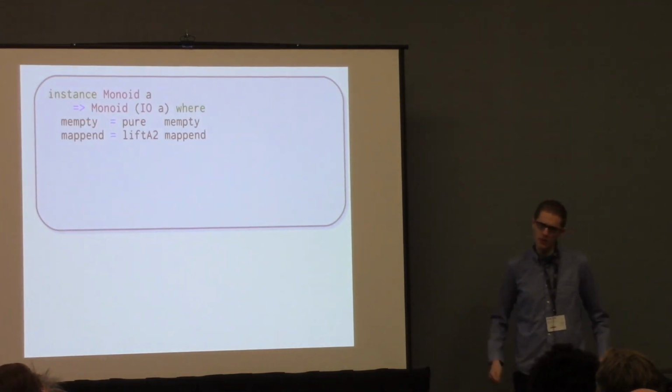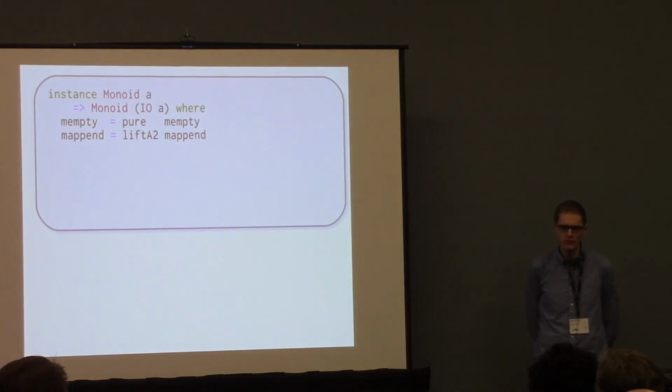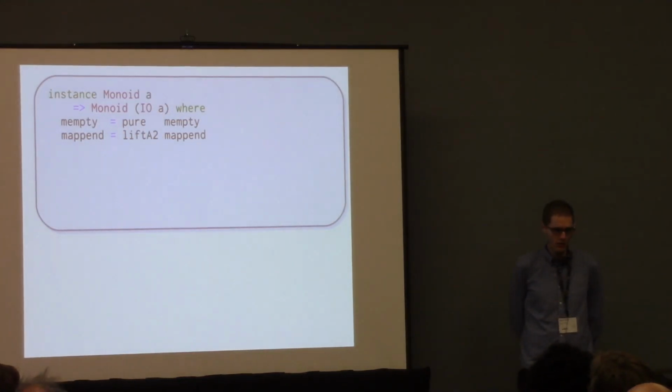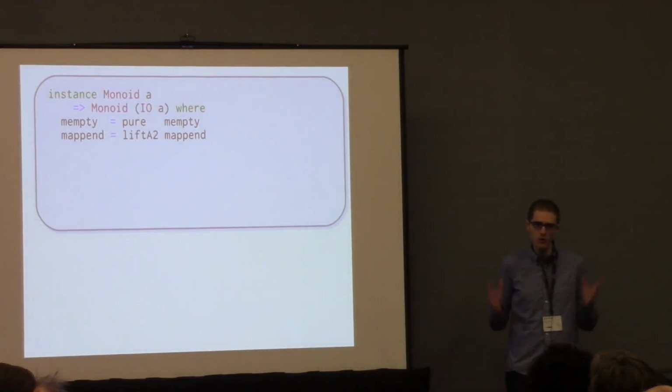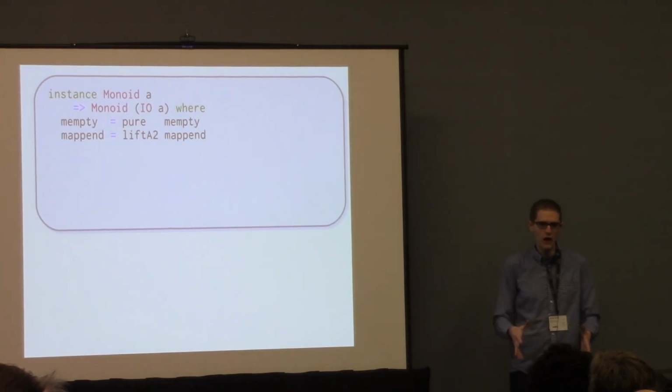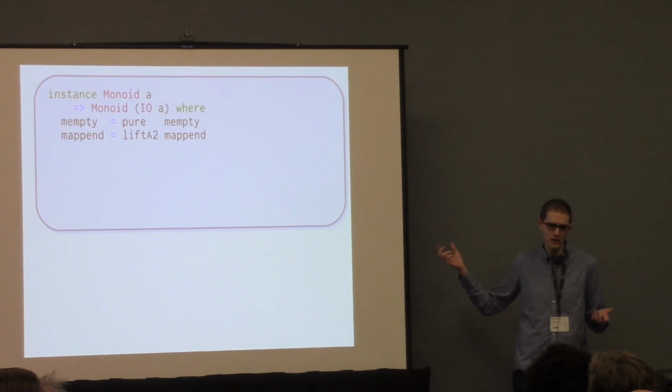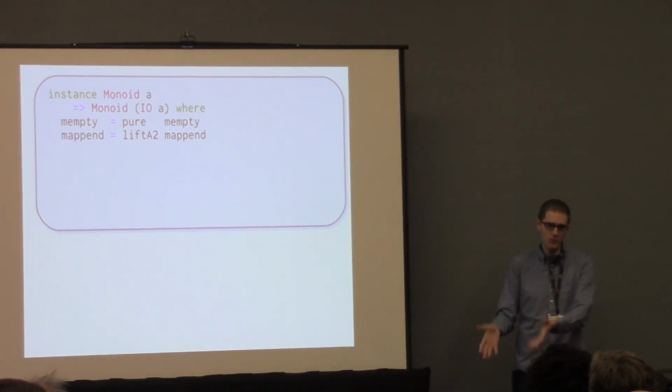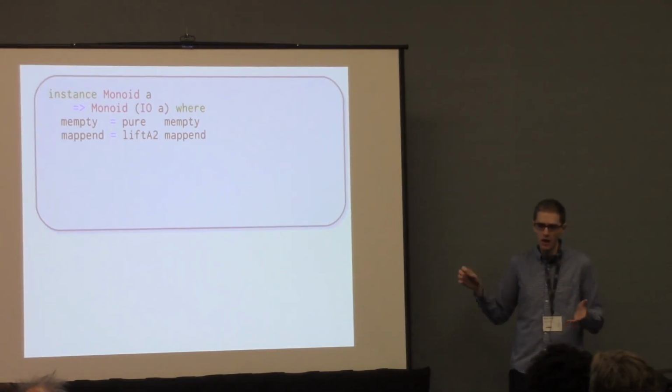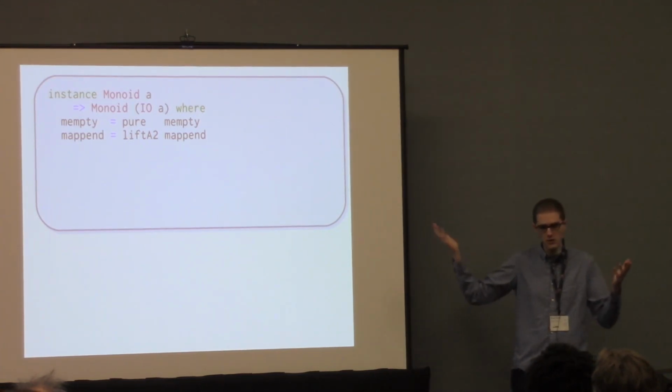So here's an example of a Monoid instance that makes use of those two type classes. For the Monoid instance for IO a, what you do is you take some monoidal thing a and lift it into IO, which is an Applicative context. So for mempty, you take the mempty of type a and lift it with pure, and then for mappend, you take mappend of type a and lift it in IO a using liftA2.